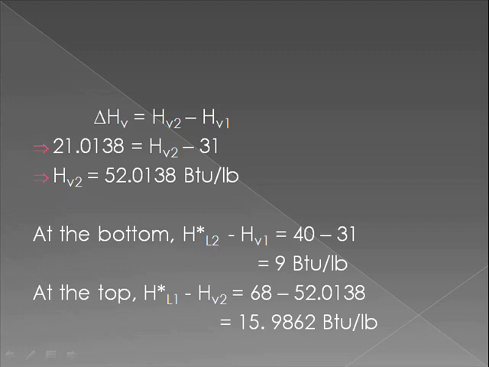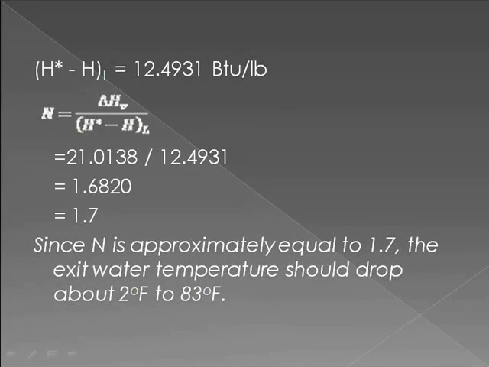At the bottom of the tower, we have h star L2 minus HV1 equal to 40 minus 31 equal to 9 BTU per pound. At the top of the tower, we have h star L1 minus HV2 equal to 68 minus 52.0138 equal to 15.9862 BTU per pound. So h star minus HL is equal to 15.9862 plus 9 divided by 2, and the answer would be 12.4931 BTU per pound. To get the number of transfer units, that is N, we divide delta HV by h star minus HL, equal to 21.0138 divided by 12.4931, and that is equal to 1.6820, which is approximately equal to 1.7.